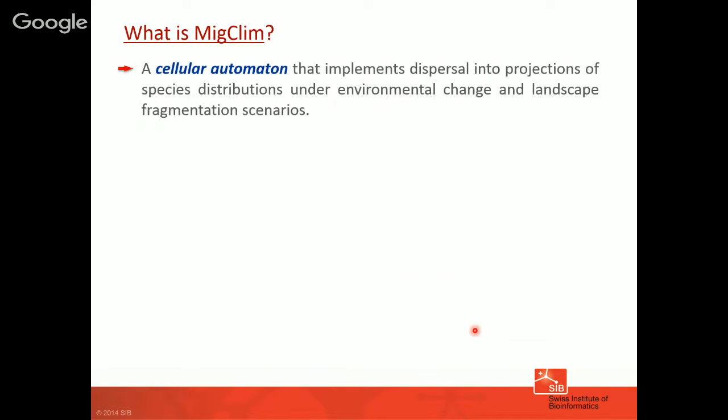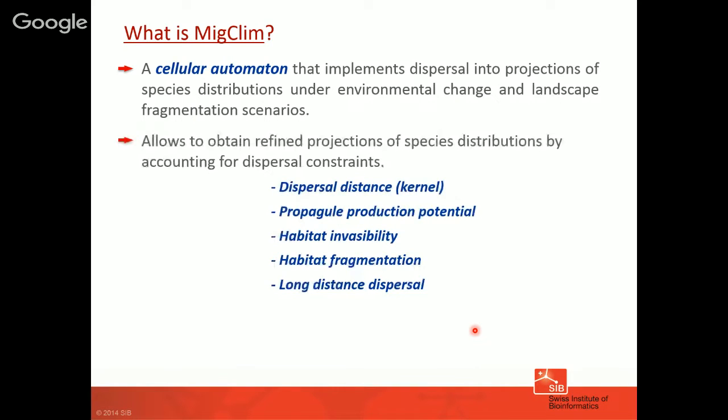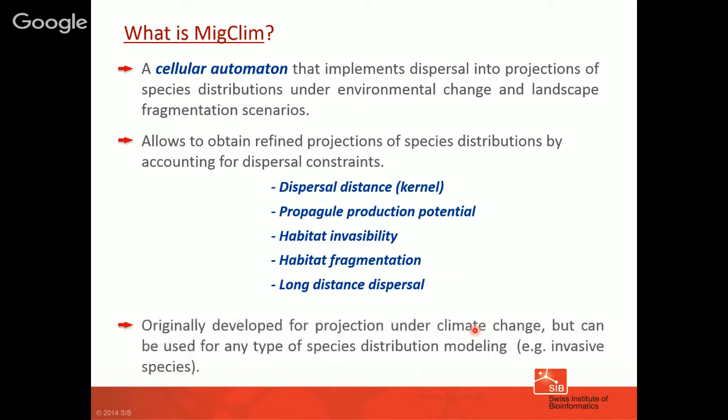So what is MIGCLIM? It's a cellular automaton that implements dispersal into projection of species distribution. It includes a number of dispersal parameters that we will see in more detail later on. It was originally developed for projection under climate change, but it can also be applied for other types of modeling where you also want to include dispersal. For instance, people modeling invasive species might be interested to know what are the potential routes through which a species might disperse, or how long it might take for a species to invade certain areas. So it's not only for climate change.